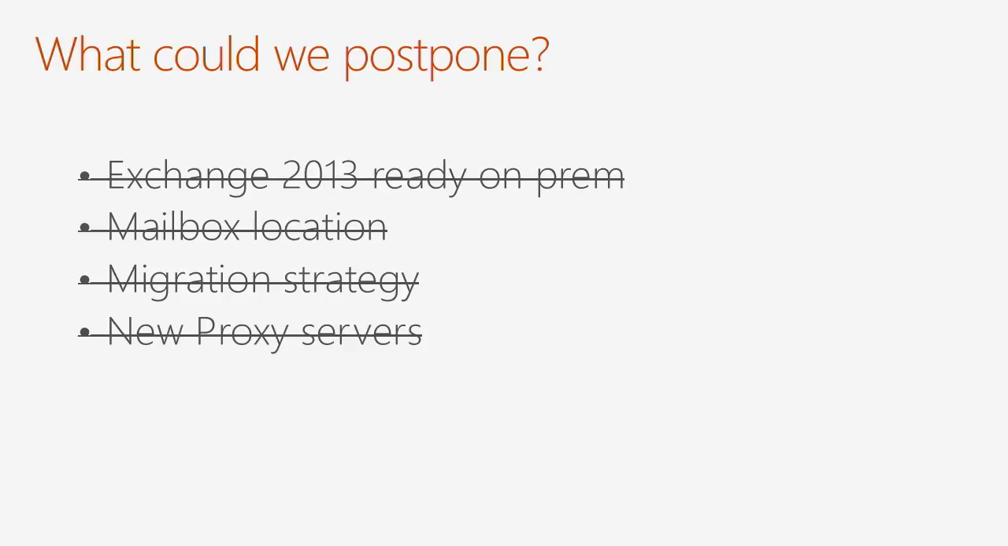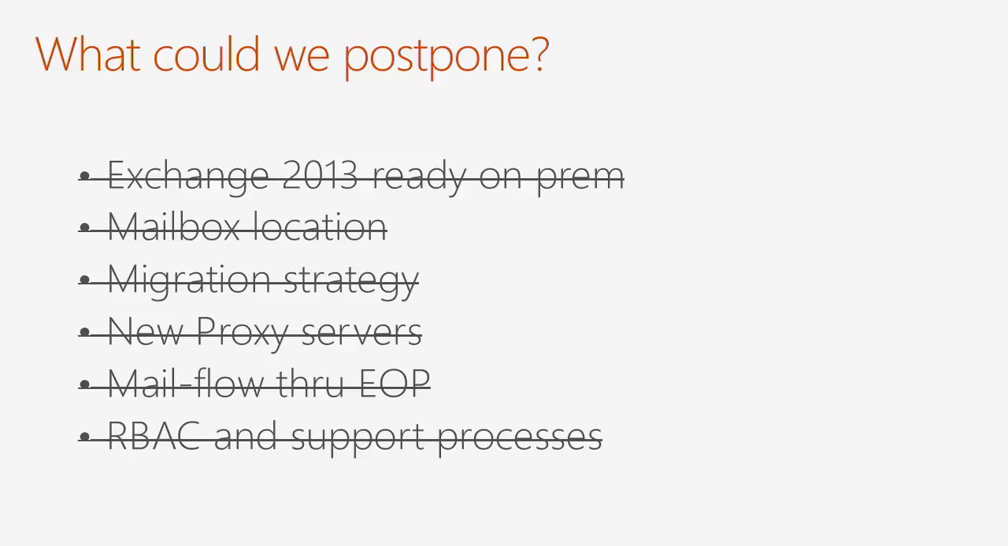We decided ISA could live another day and continue to proxy our Outlook traffic. We decided, even though it was in our original design, we wouldn't transfer our mail flow to EOP. We would keep our internet mail flow on our on-premise appliances. And we didn't need to do any RBAC, any help desk setup, any support processes.